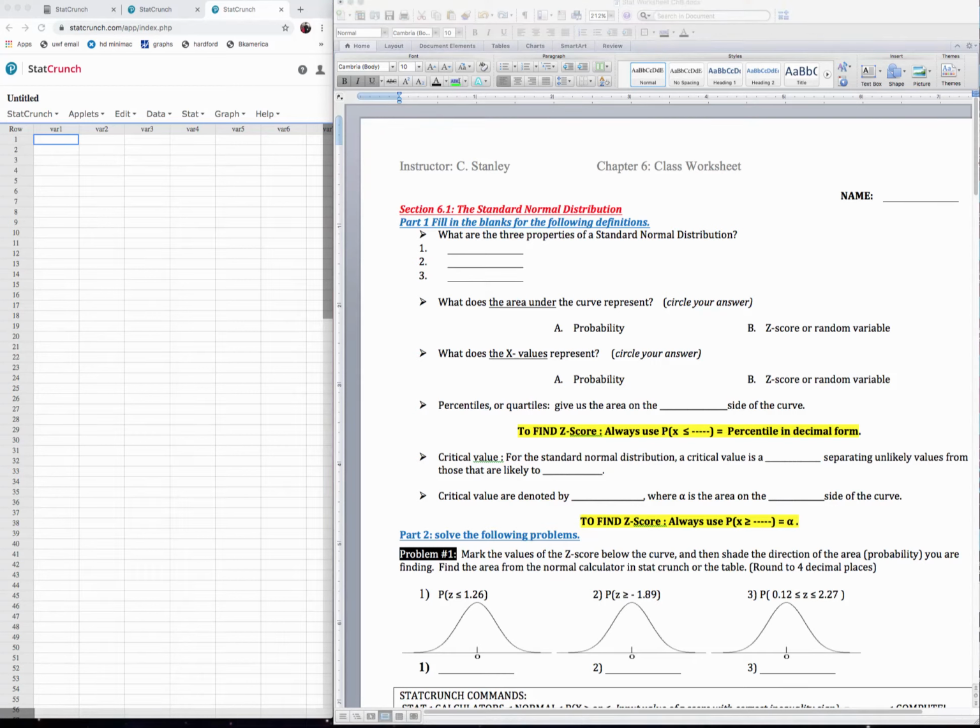Hello, we are going to be doing the Chapter 6 worksheet today. And this will be your lesson for Chapter 6 all the way through.